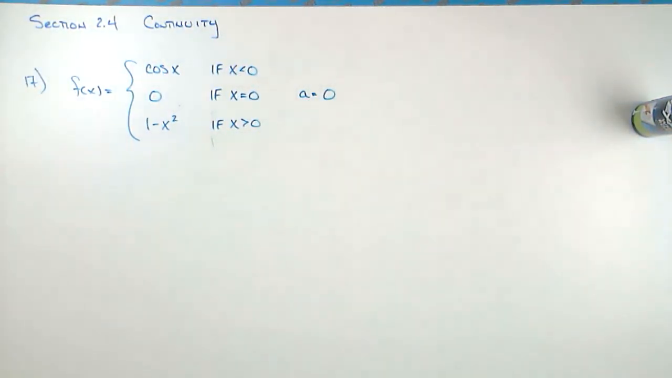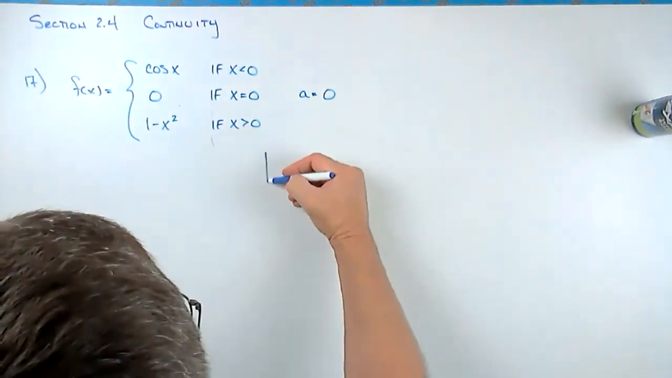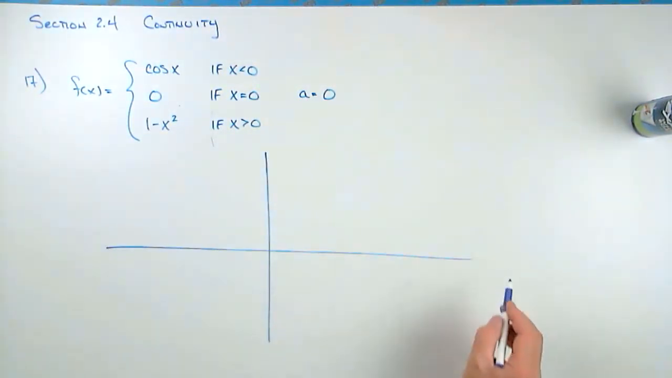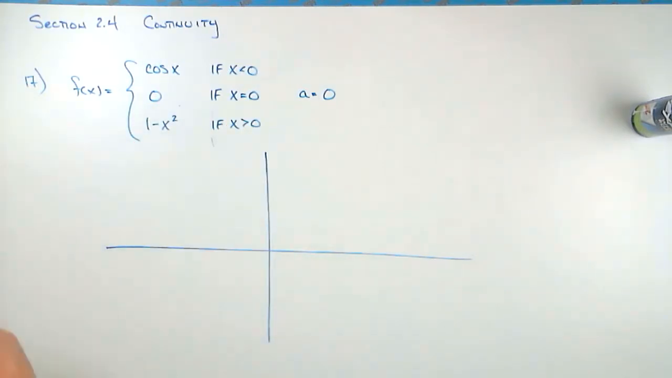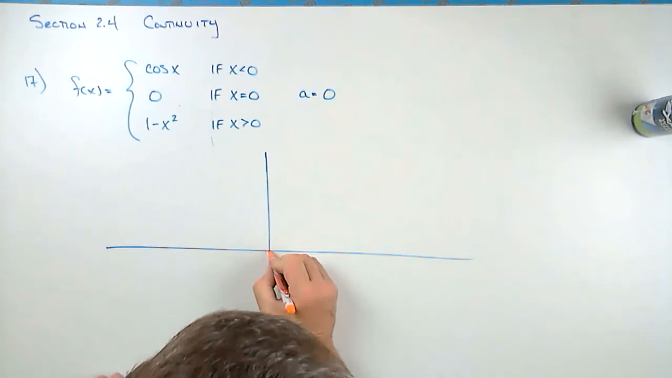Now, then it says, sketch the graph. Well, we're in a calculus class. The graph is the key. We should draw the graph first. So let's draw a graph of what this function looks like. At 0, it equals 0, right? So at 0, we have a dotted 0. So here we go. We've got that. There we go.